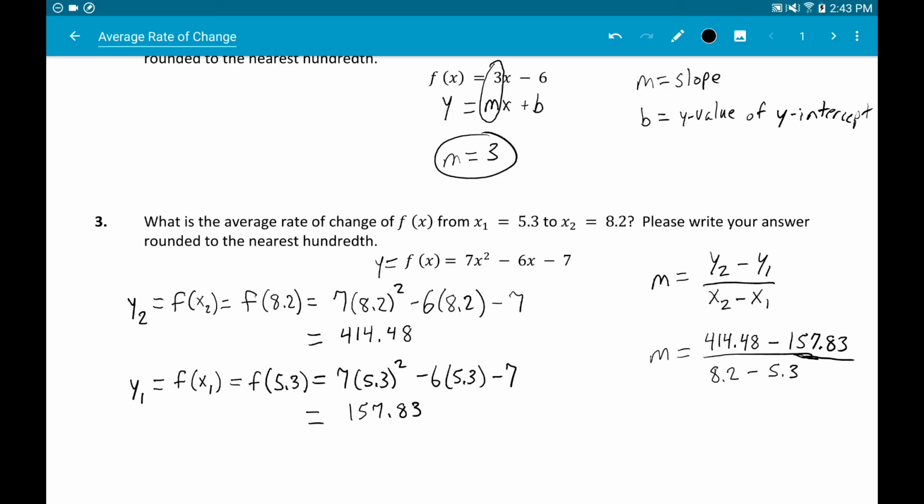Okay, and at that point, we can go ahead and calculate our value for m, for the average rate of change. Okay. So let's plug in 414.48 minus 157.83 divided by 8.2 minus 5.3. Okay, I get 88.5.